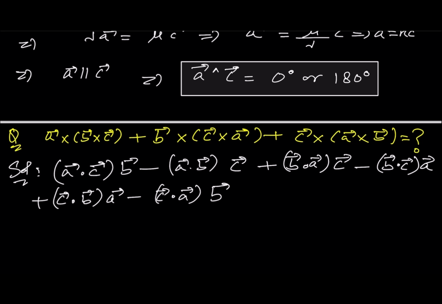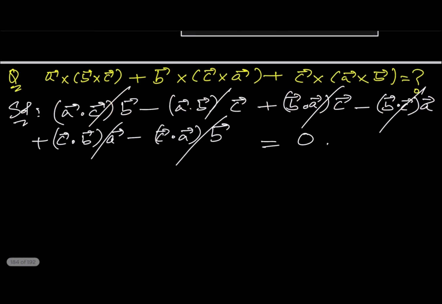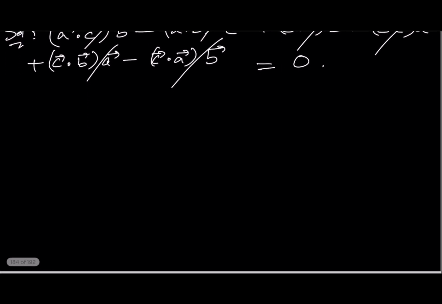So A dot C times B and A dot C times B cancel. In the same way, A dot B times C, A dot B times C, B dot C times A, B dot C times A. This will be 0. So the answer is 0. Okay.